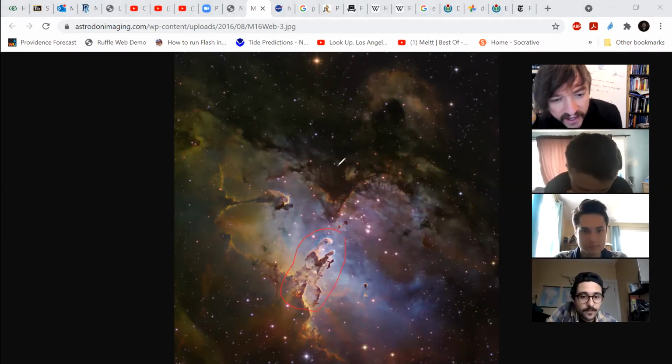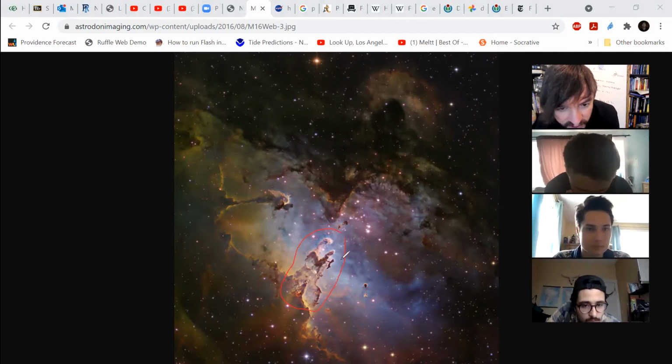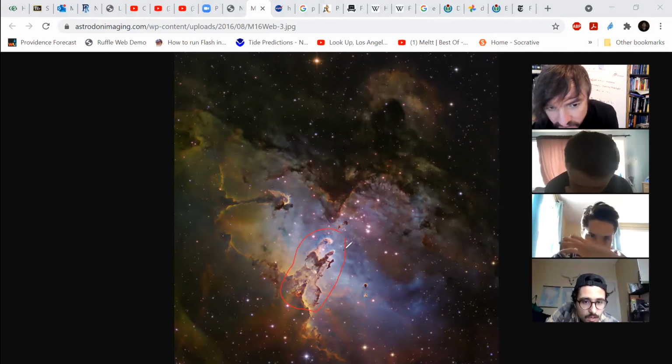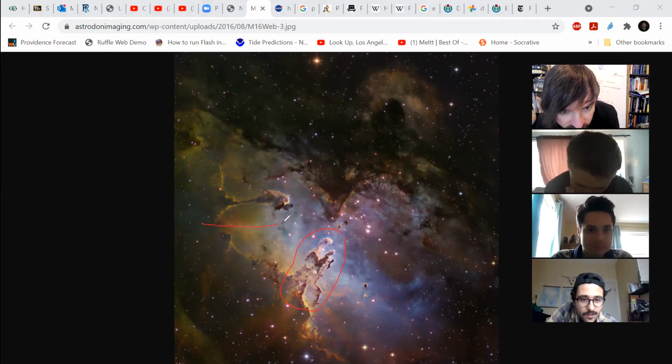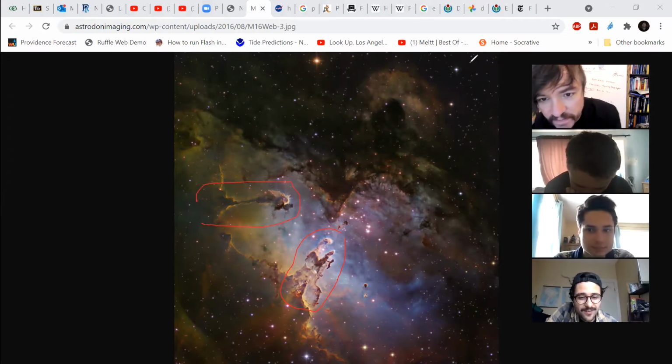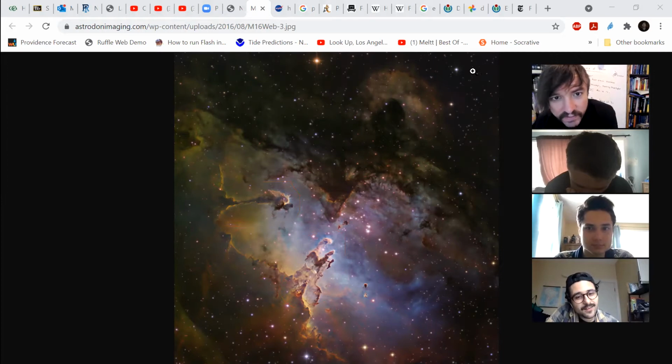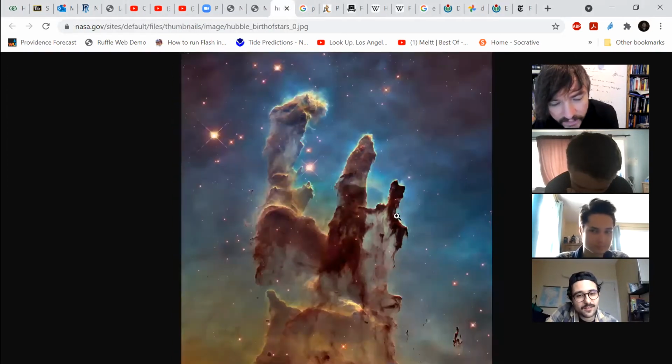The Eagle Nebula is iconic and has a couple of different structures. This structure is called the Pillars of Creation. This structure here is called the Fairy. There are names for all these different shapes because people have studied and looked at it so much. Let's look up at the Pillars of Creation.